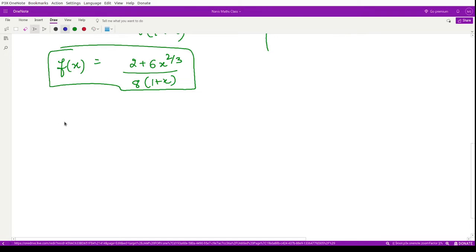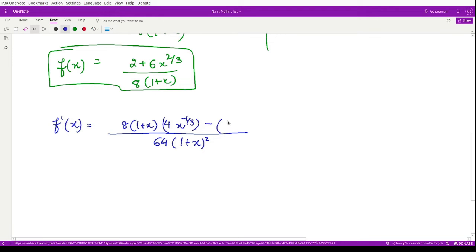So let me calculate the derivative f dash x with respect to x. Here we would have to apply this product rule. So it would be the square of the denominator as such, the derivative of numerator, that is 4 into x to the power minus 1 by 3, you may check, minus the numerator as such into the derivative of denominator, which is 8.